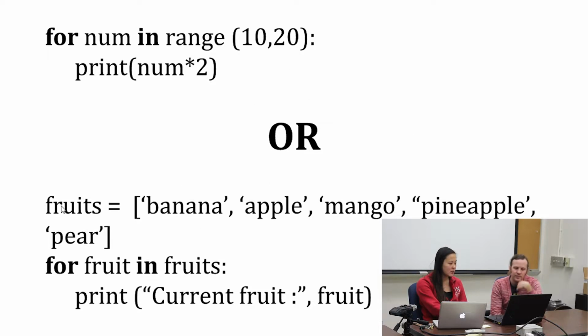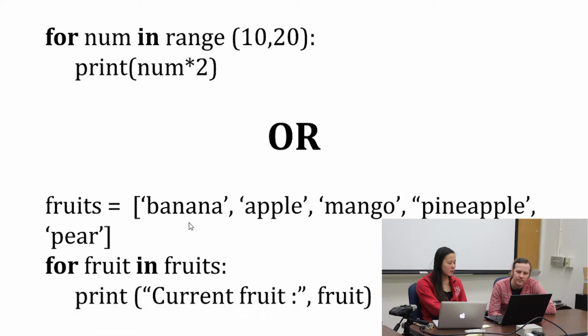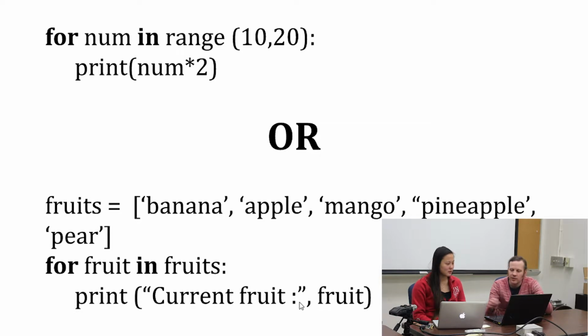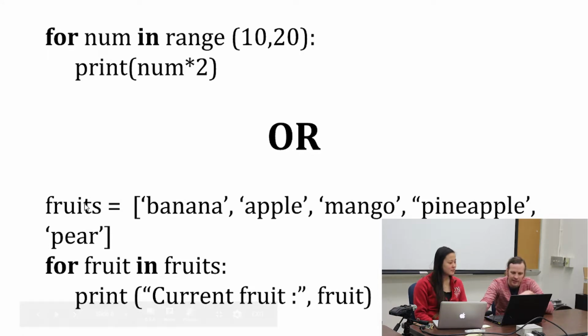Otherwise, the other way you can use it is you can create a string or a list of items. And so for the individual fruit in your fruits, you are going to print them off. The way we're going to print them off is we'll just say current fruit, and then your fruit, and they'll just go down. So the result of this second example is we have a list: banana, apple, mango, pineapple, pear, for fruit in the fruits variable. So it'll say current fruit, banana, current fruit, apple, current fruit, mango, all the way through pear. So it's a fruit loop.